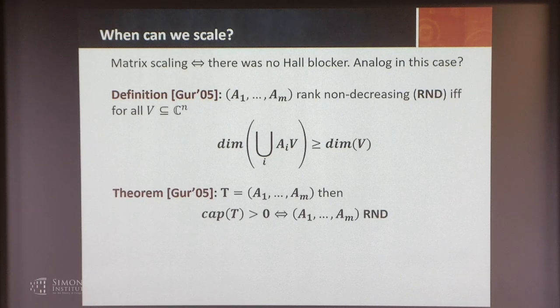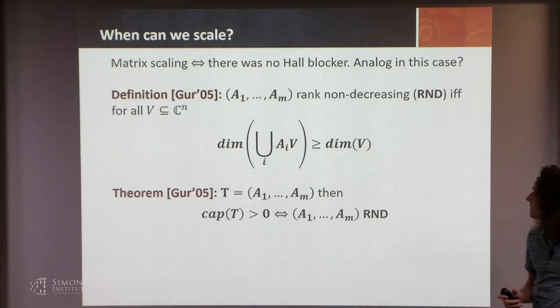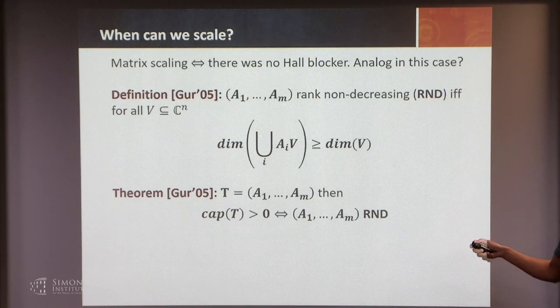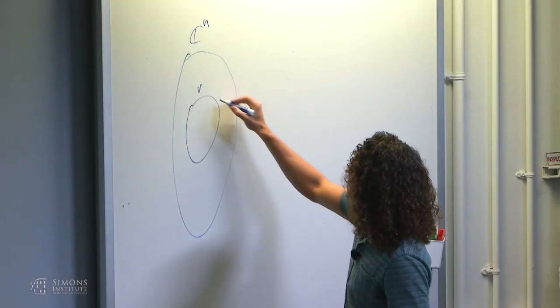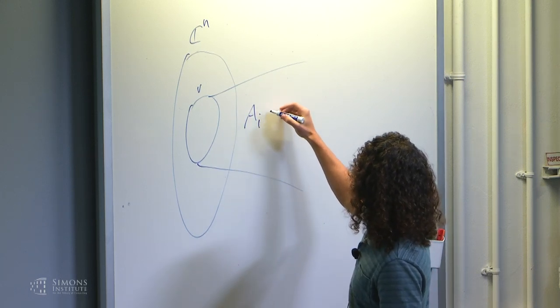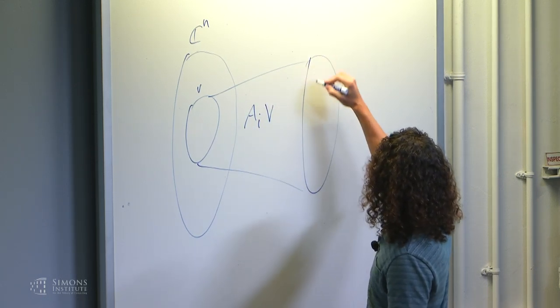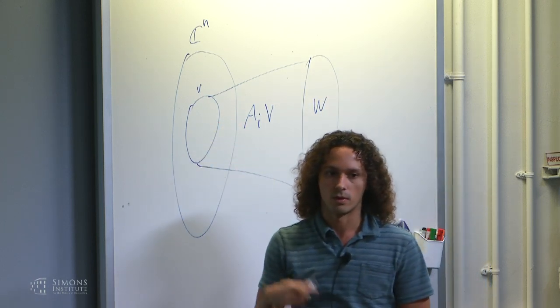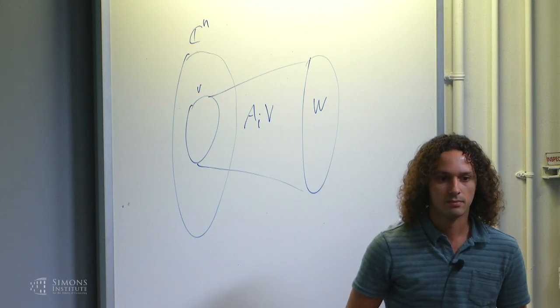provided this condition to us. The condition is as follows. This tuple of matrices is called rank non-decreasing if and only if for all subspaces V of the complex space, the dimension of the span of all the A_i applied to V is bigger than or equal to the dimension of your original space. What does it mean? It really means that you're not shrinking any subspace. You have your big complex space C^n and your space V. Once you apply all of the A_i to V, you get a bigger space, so the dimension of this space is at least as big as V.